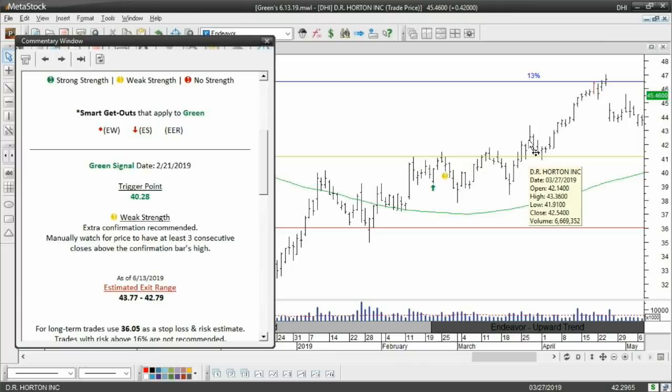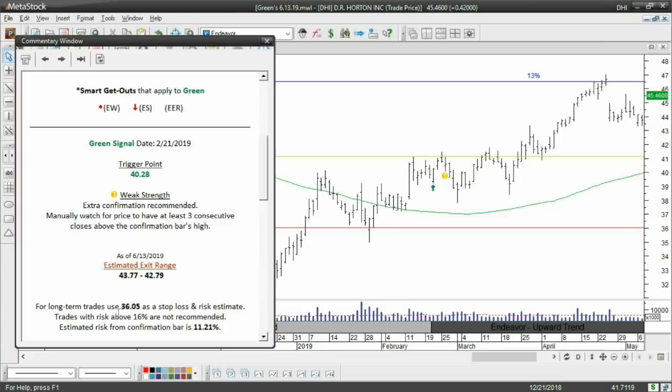But first we have to check our risk. So we come down, and for long-term trades, use 3605, which is represented right here by this red line. And our estimated risk is 11.21%. Now that is given to us based off our confirmation day, not based off the actual day that we place the trade, because the system doesn't know what day you place the trade. So in reality, this 11.21 is probably a little higher.